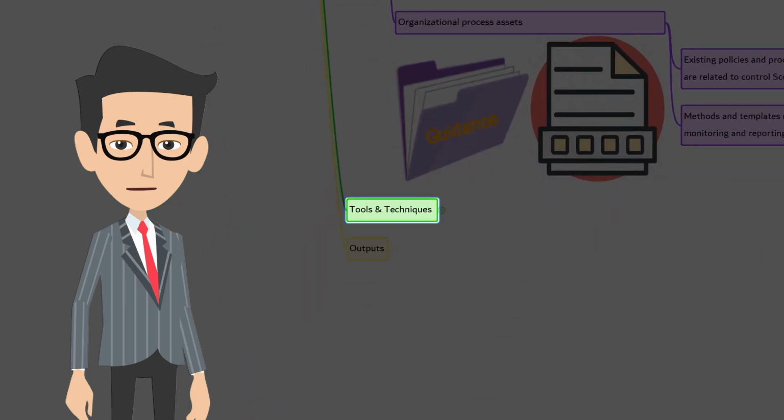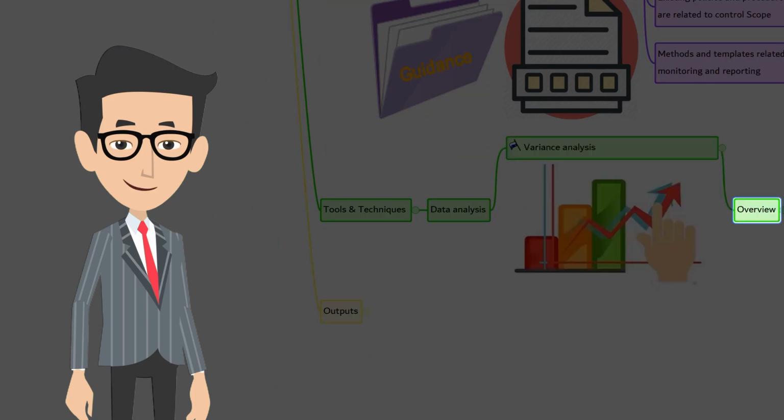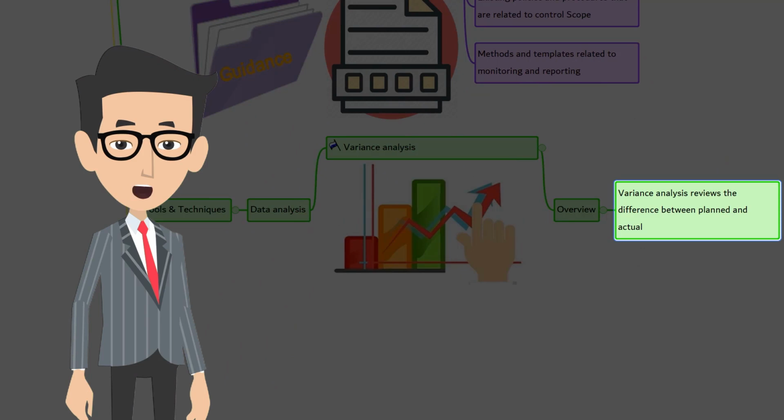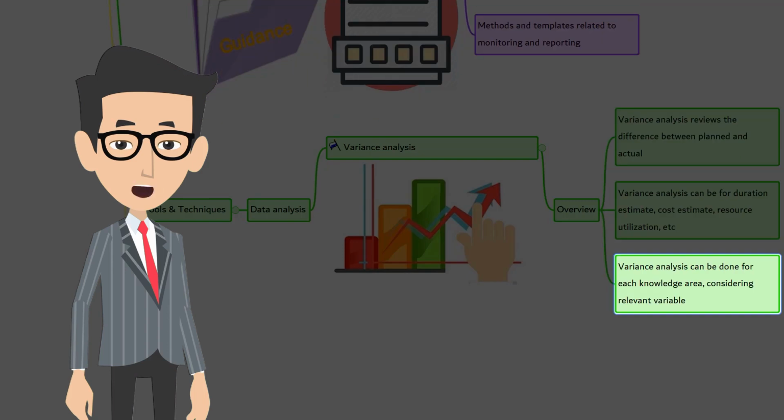Let's look at the tools and techniques. Data analysis. Variance analysis is the one and only in this process. Let's start with the overview. Variance analysis reviews the difference or variance between the planned and actual performance. The variance can be calculated for duration estimate, cost estimate, resource utilization, resource rates, technical performance, and other metrics. Variance analysis can be done for each knowledge area considering relevant variables.